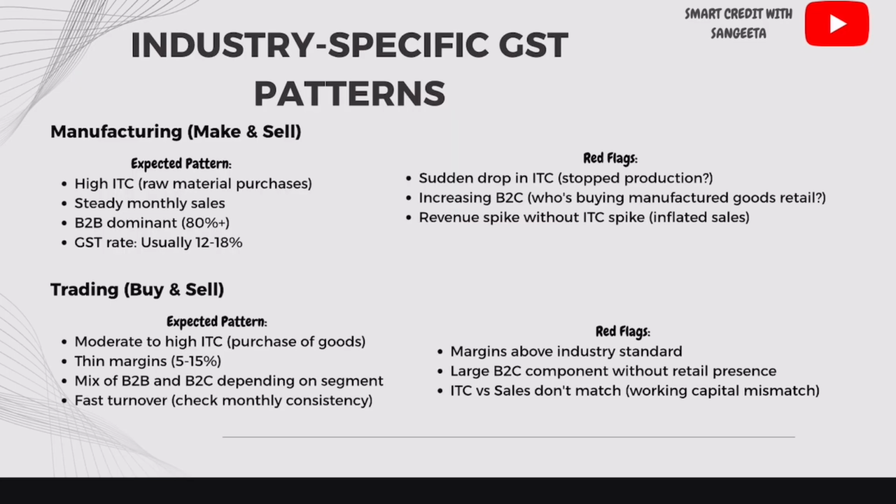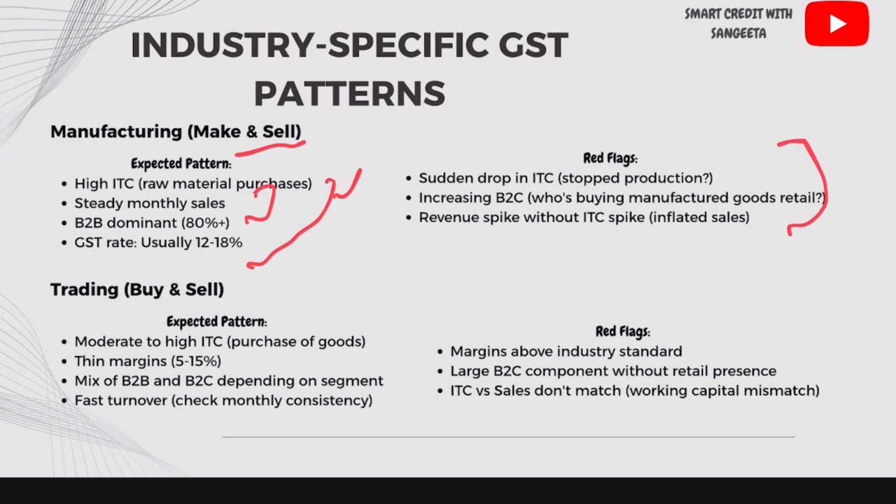Now, here are some industry specific GST patterns. Different industries have different patterns, right? Now, here's what to expect. Manufacturing, they make and sell. Now, expected patterns are high ITC, right? Raw material, because they purchase. Steady monthly sales. B2B domain is a must. I have already told you. Now, GST rates are usually 12 to 18%. So, right? Now, what can be the red flag in this?